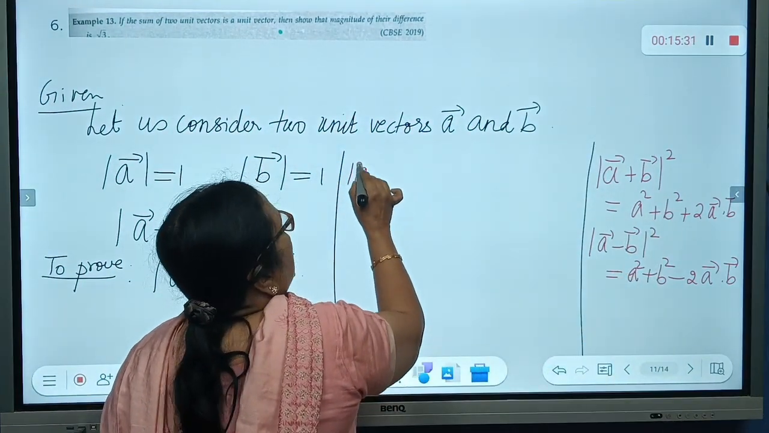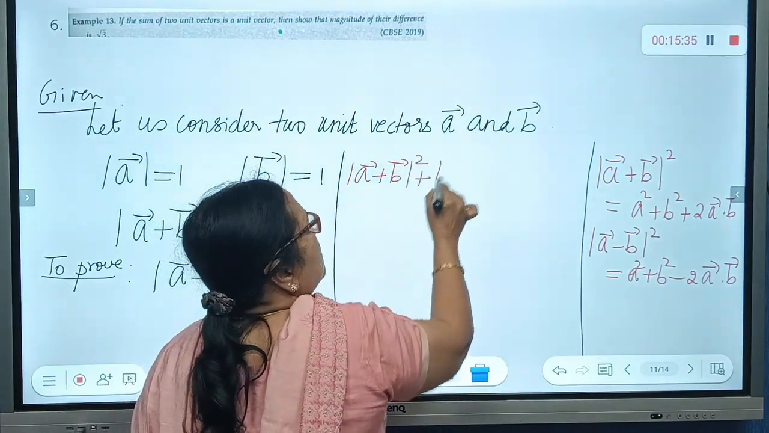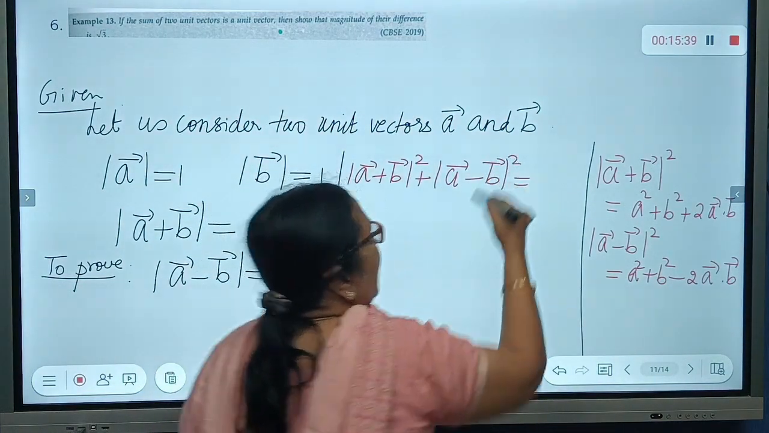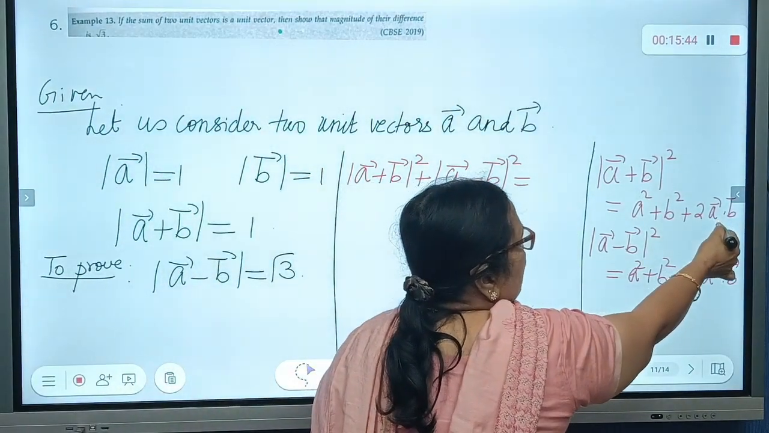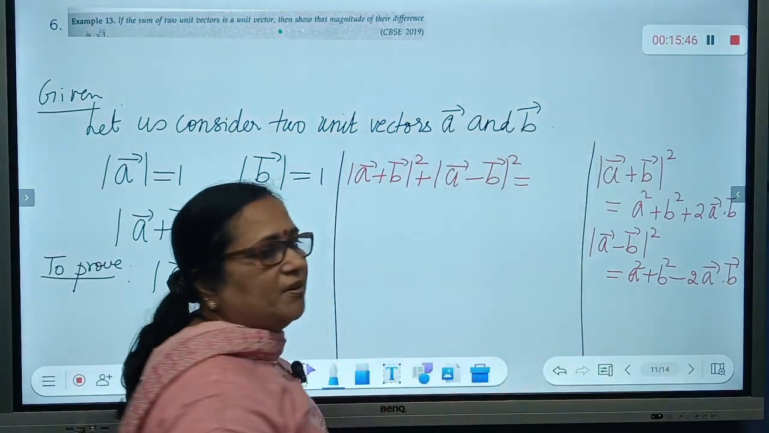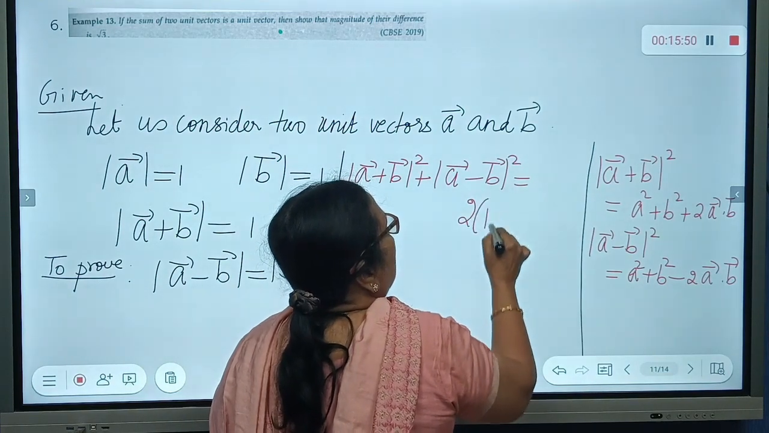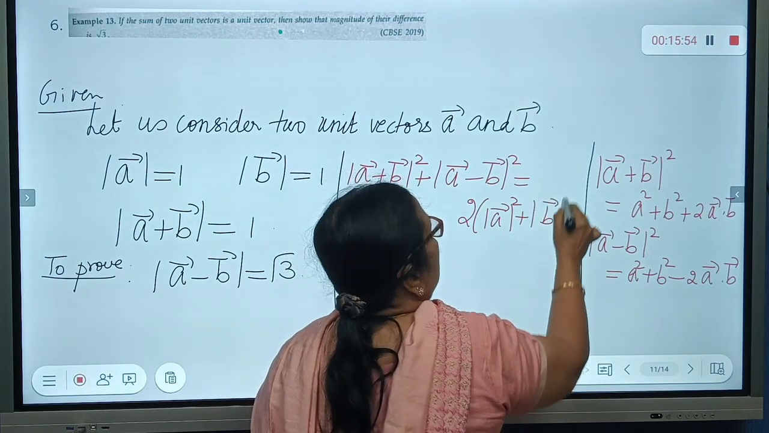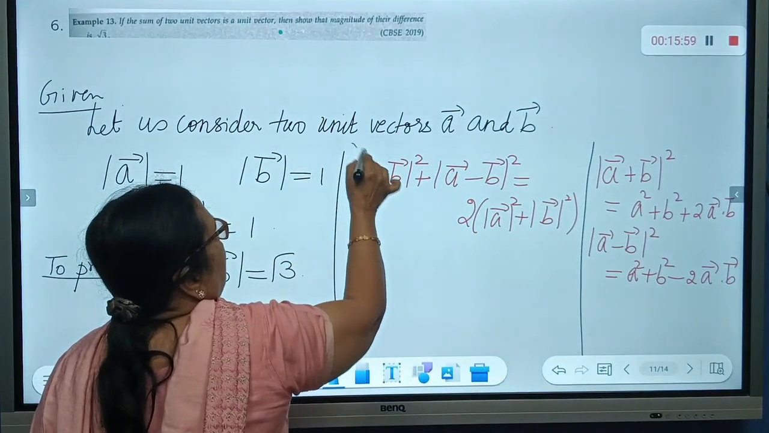Therefore, modulus of a vector plus b vector the whole square plus modulus of a vector minus b vector the whole square. When I add these two, 2 times a dot b and minus 2 a dot b will get cancelled, giving you twice of modulus of a vector the whole square plus modulus of b vector the whole square. So this is a very, very important result.